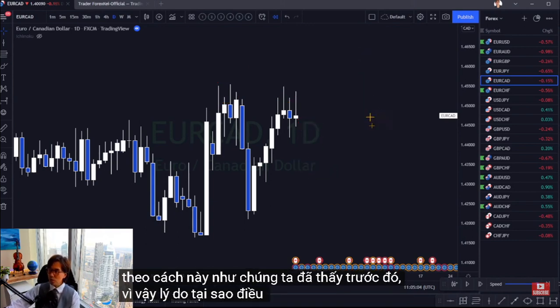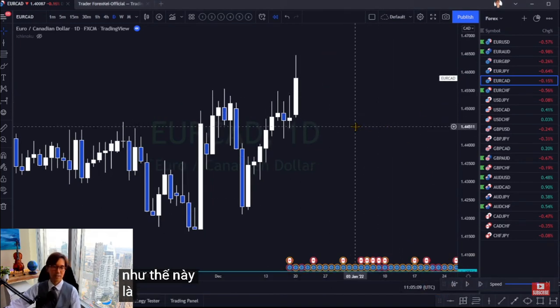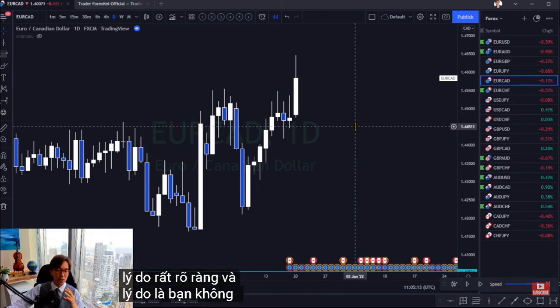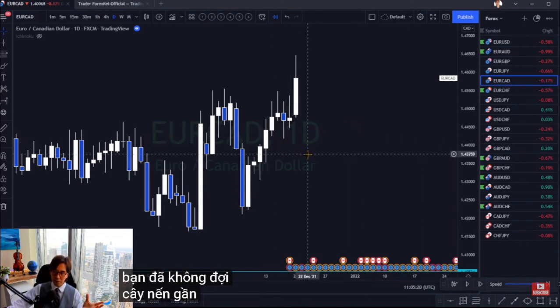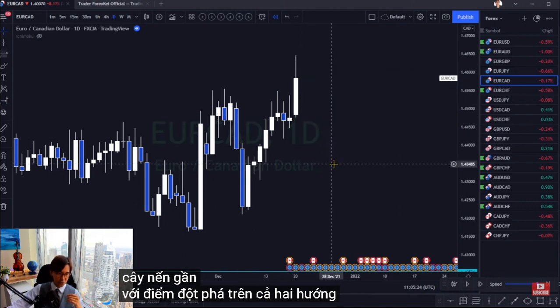The reason why this happens is very obvious. The reason is you didn't wait for the candlestick close. That's it. You didn't wait for the candle close towards the breakout in either direction.